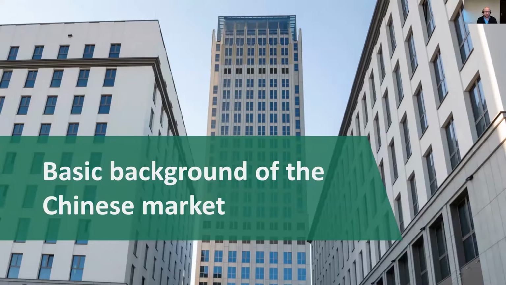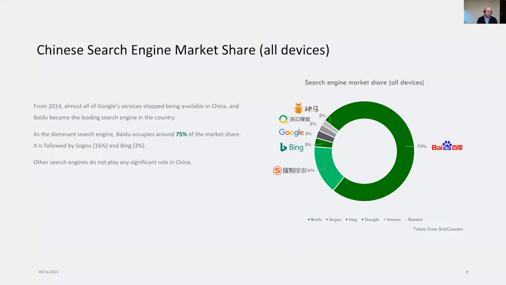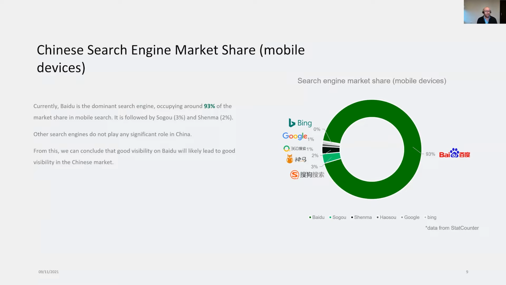I want to talk a bit about the Chinese search market and how it looks at the moment. So as you all know, from 2014, almost all of Google's services stopped working in China, and Baidu became the leading search engine. If you look at the market share for all devices, it's 75% Baidu, so they get 70% of all the searches. And then there are a few others that get a smaller amount, such as Sogou. If we look at mobile, that picture is even more dramatic, with 93% going to Baidu. And so as an initial conclusion, you can say that Baidu is the search engine to look at when it comes to SEO in China.